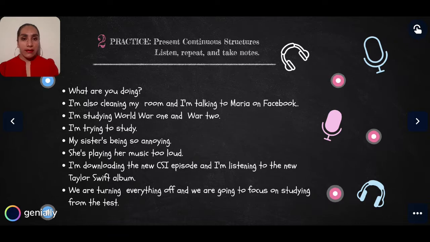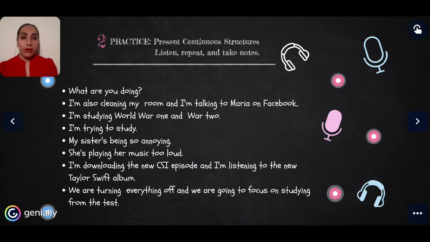What are you doing? I'm also cleaning my room and I'm talking to Maria on Facebook. I'm studying World War I and World War II. I'm trying to study. My sister's being so annoying. She's playing her music too loud. I'm downloading the new CSI episode and I'm listening to the new Taylor Swift album. We're turning everything off and we're going to focus on studying for the test.